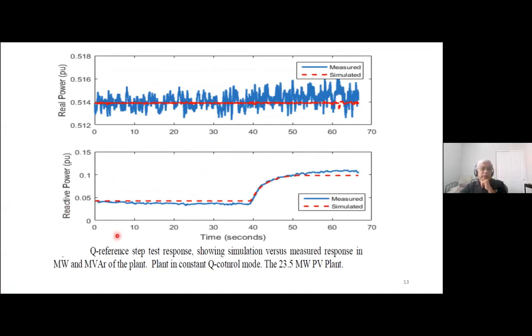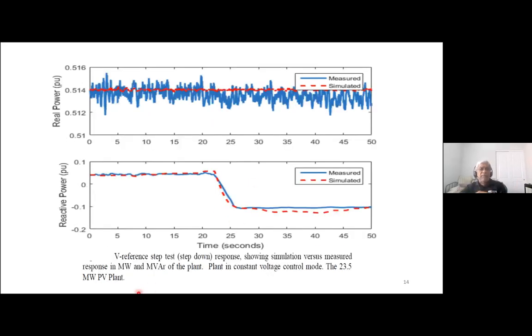So here, they change the reactive power reference. It's a step response. Everything is stable. There is a sudden step response, and then you see the measured response in the reactive power output and the active power output. The scale is very small. So it looks like this deviation is large, but in fact, the deviation is very, very small. And the same thing with the change in voltage set reference. There's a step down, and again the tracking is excellent.